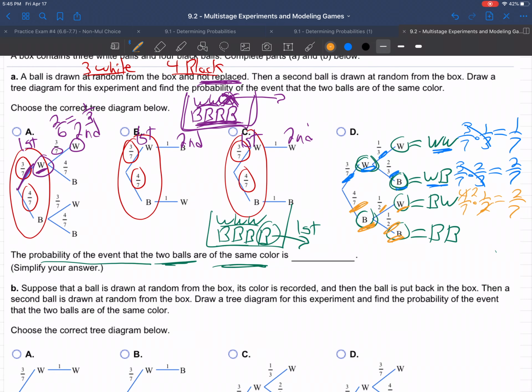Last one, what's the chance of getting black then black? 4/7 times 1/2. Again, 2 goes into 4 2 times. 2/7 is the chance of black then black. So there's 4 different things that can happen, right?